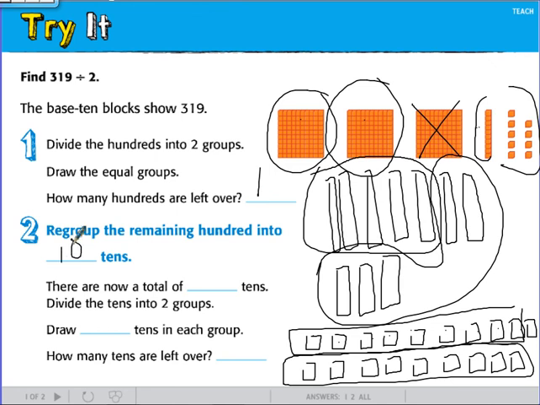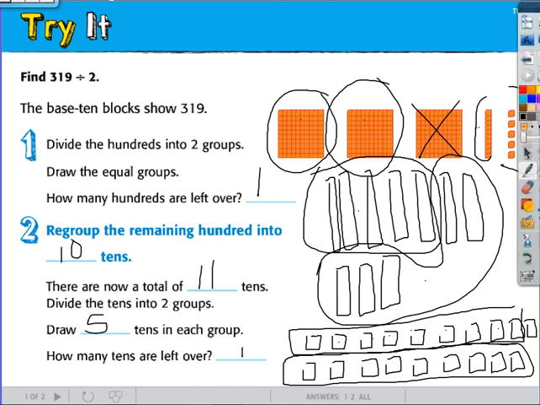There are now a total of how many tens did we say? No, we had 10 and 11 because of the one we already had, right? So how many tens were in each group? No, there were 5. How many tens were left over? 1. Now, when we get to the next page here, it's going to ask us what did we do to that 10? This is what we did to it down here. We broke it up. Okay?